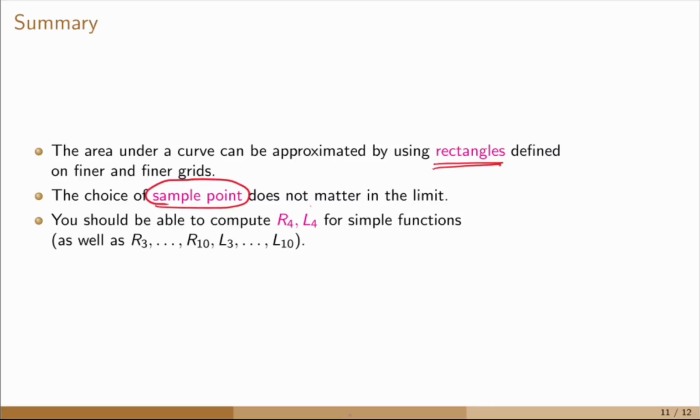After watching this video, you should be able to compute R4 or L4. Remember, R4 uses the right endpoint on the curve, L4 uses the left point on the curve, for simple functions, meaning like 1 plus x squared or something very simple. As well as a few higher ones, so maybe R3, R4, R5, R6, R7, R8, up to R10, and L3 up to L10. And you will get ample opportunity to practice those in class and in the homework problems.